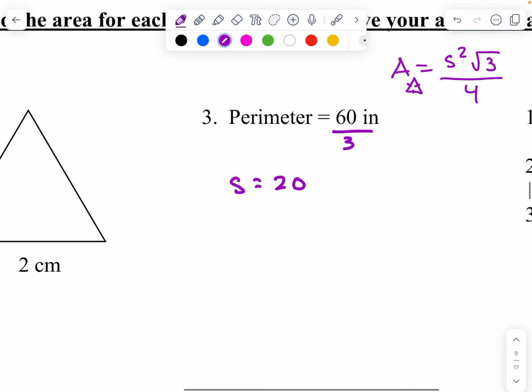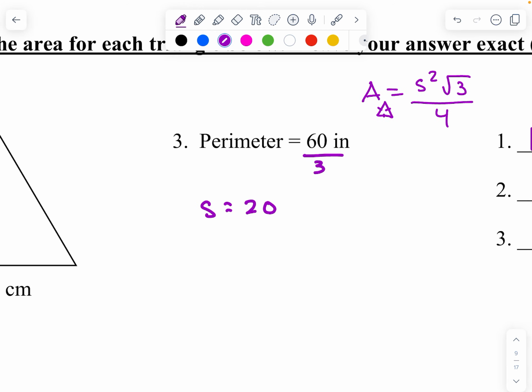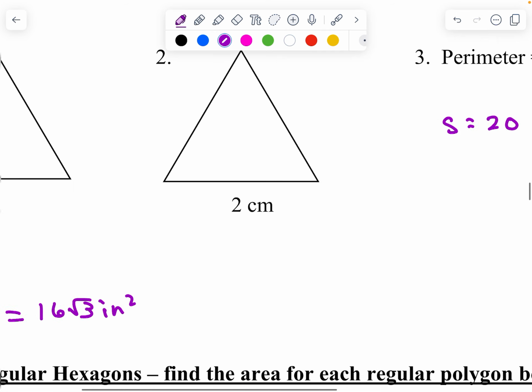And just in case, again, you're wondering, and I wasn't clear about why we're dividing this by 3, that's because we're talking about a triangle with 3 congruent sides. So we just divide 60 by 3, since this is the perimeter.